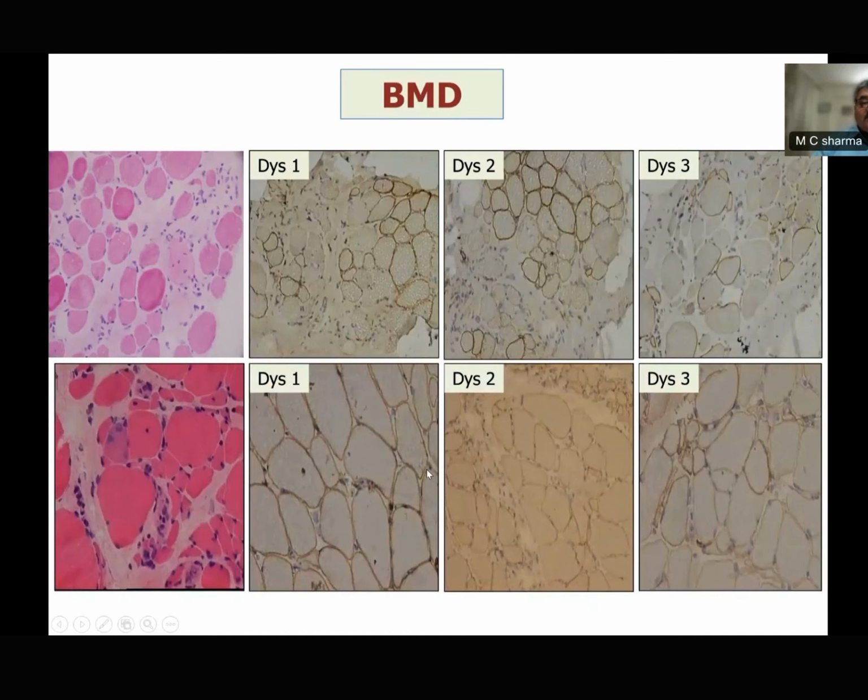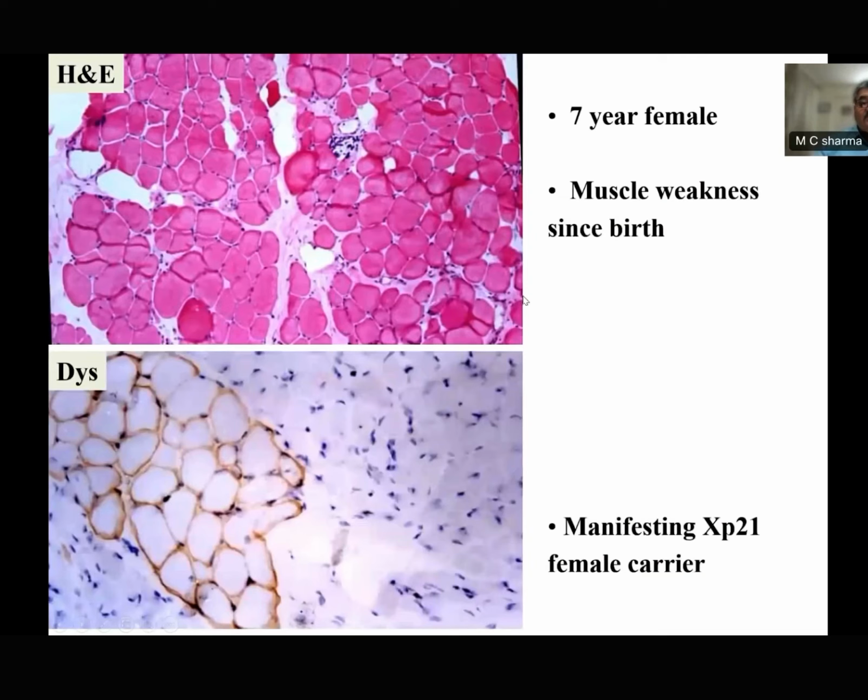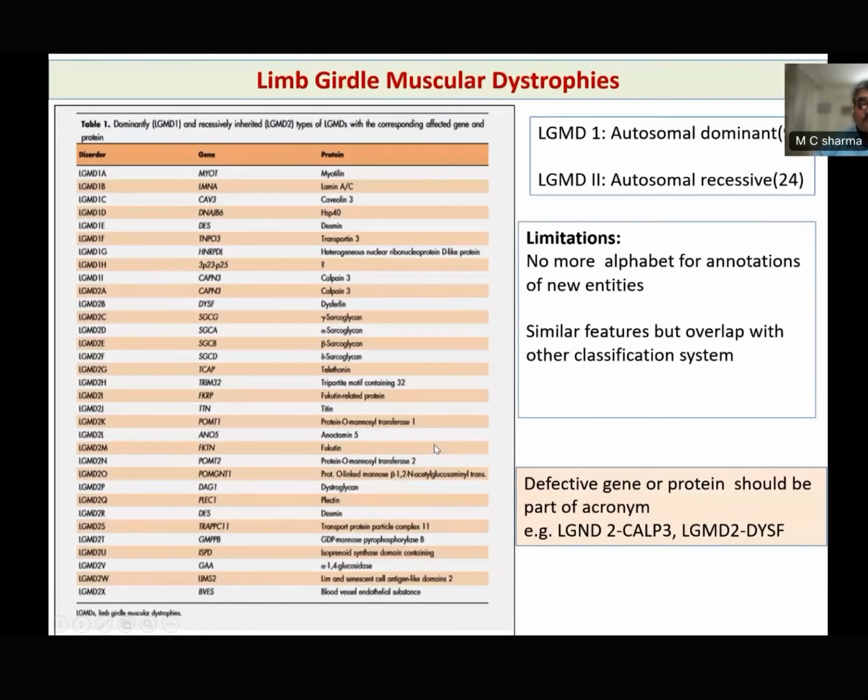This is Becker's, where there is irregular staining. Some of the fibers are strongly stained, some are weakly stained, and some parts of the cell are stained strongly. One can differentiate between Becker's and DMD based on immunohistochemistry. In the carrier, one group of muscle fibers is positive and another is negative. So for carriers, it is a very good way of diagnosing.